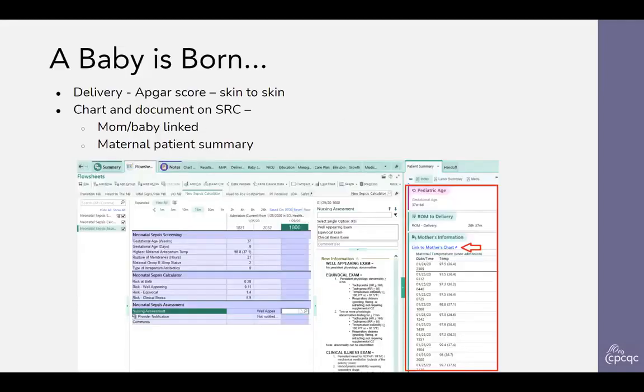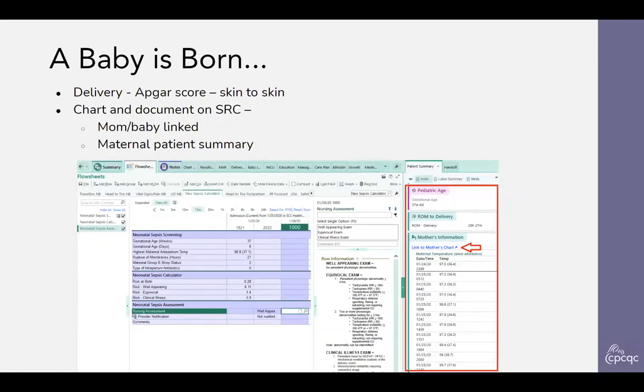So a baby is born at St. Joe's. It's going to be a very similar picture to what happens at your place. We're going to do Apgars and skin to skin, but that's typically the time at which the transition nurse is going to do some documentation and an evaluation of the baby.